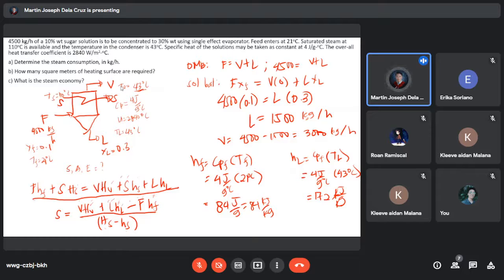Please pa-screenshot ako once or kahit twice, tapos pa-send ulit sa GC. Para yung ginawa ni Miss Erica. Kahit dalawa lang ang send sa GC. Thank you. Pa-next, sir.